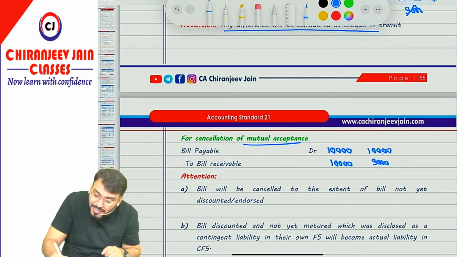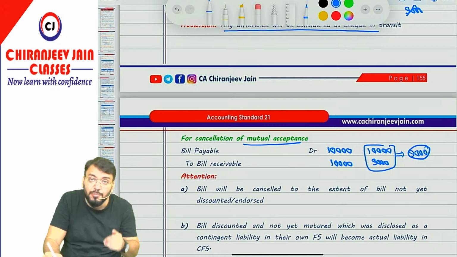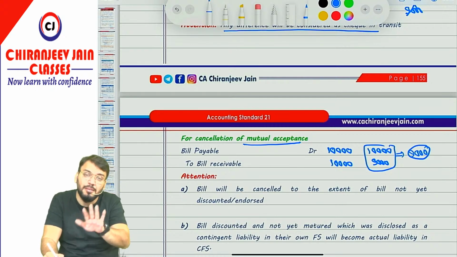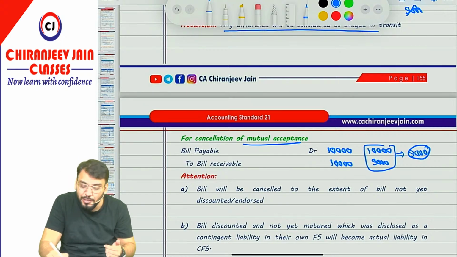So in this, the cancellation will be only to the extent of 9,000, and the bill which is already discounted will remain in the balance sheet under bills payable, because that is payable to the bank.